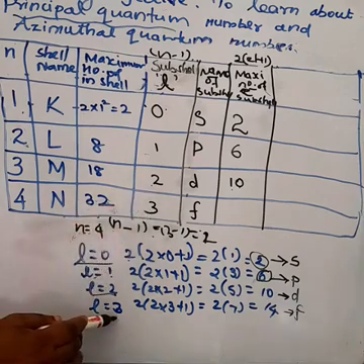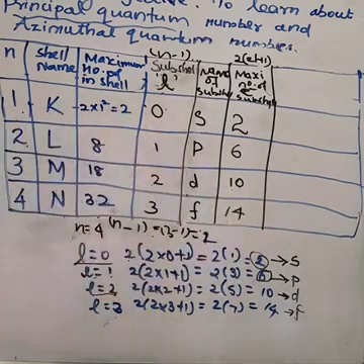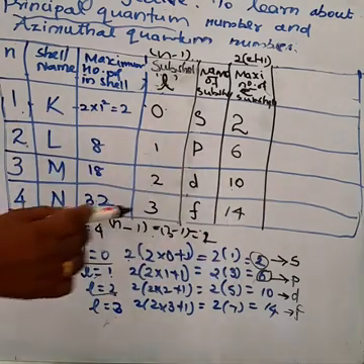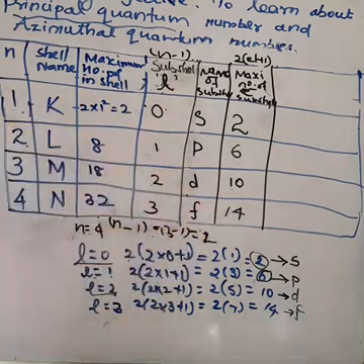When L is equal to 3, what is the orbital name? F orbital. How many electrons can we accommodate in the f orbital? 14 electrons. Understood?